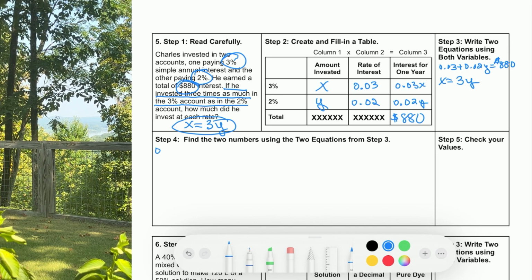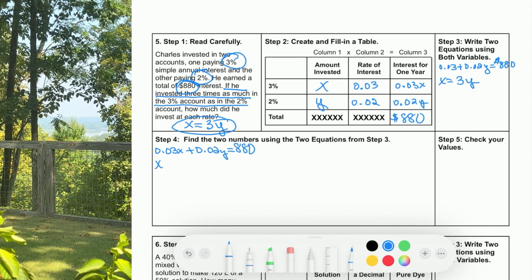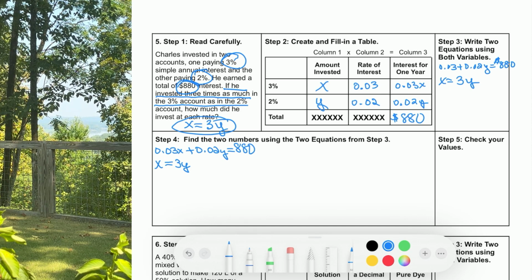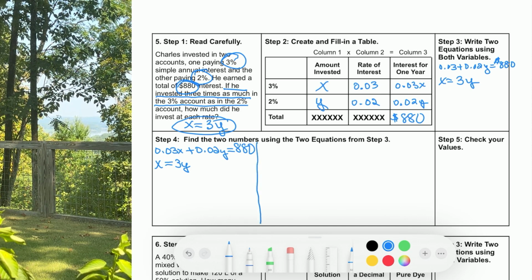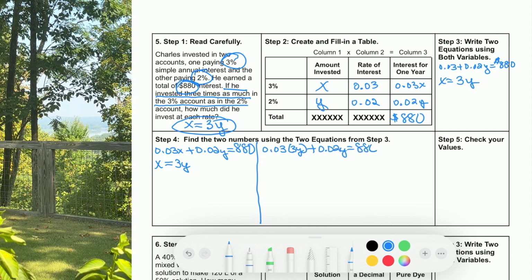I'm going to rewrite those over here, 0.03x plus 0.02y equals 880. And then we had the x equals 3y. We already have the x isolated, so for this problem, it makes more sense to do substitution. So that's what I'm going to do. So I'm going to create a little line here. So 0.03, I'm going to replace the x with the 3y, and then rewrite out the rest of the problem.